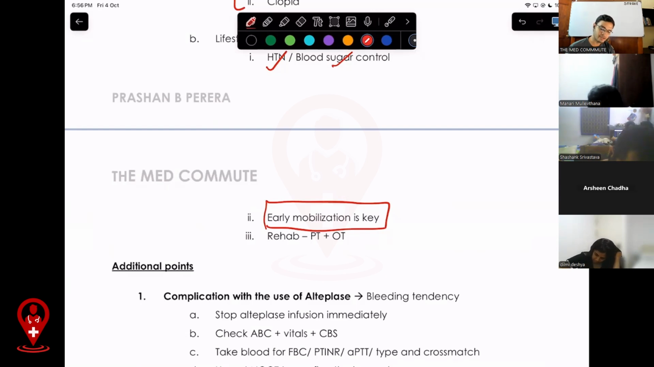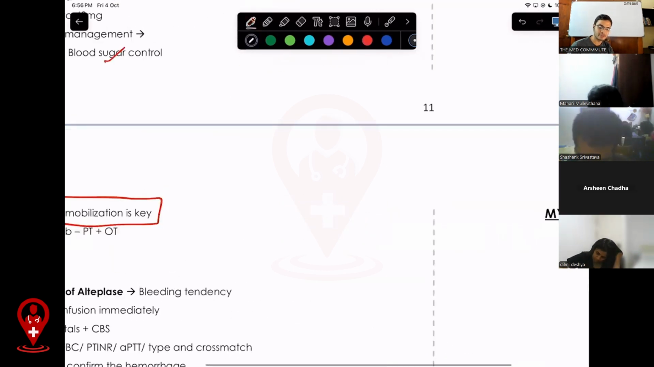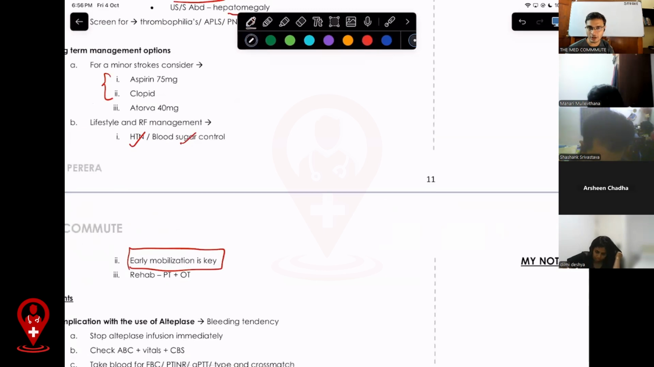Then guys, here, one more thing you all can write on the side. So those managements initially with the aspirin, clopidogrel, atorvastatin, right? We do this for almost all the patients, guys. We'll do this for almost all patients coming in with a stroke as their discharge medications.